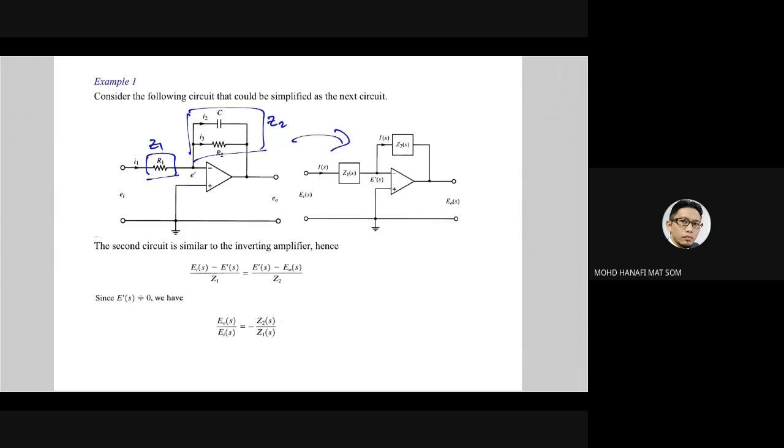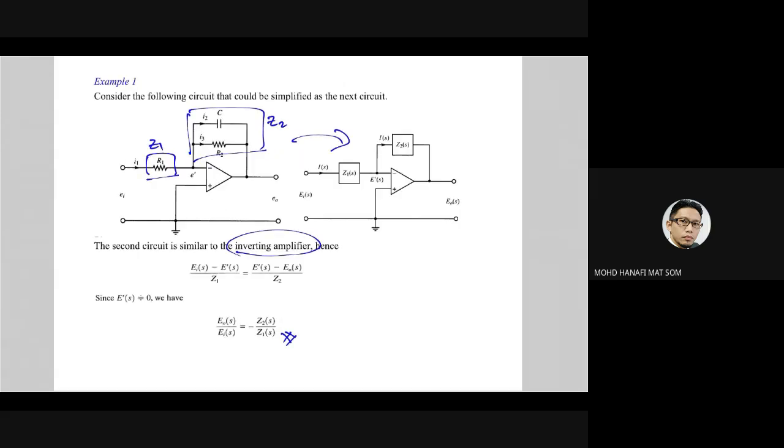Basically, we can see that this is actually the same configuration as the inverting amplifier. So you can use the same analysis that we have discussed earlier for the inverting amplifier to solve this kind of question, and you can finally have the transfer function of the circuit equal to negative Z2 over Z1.